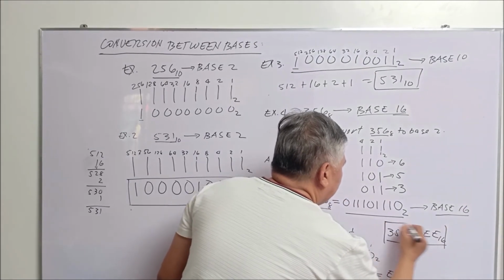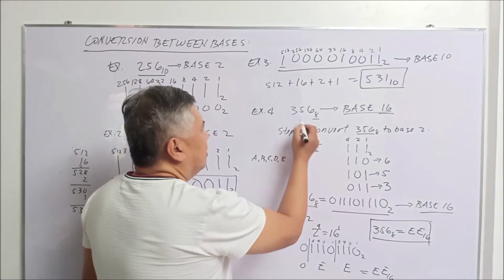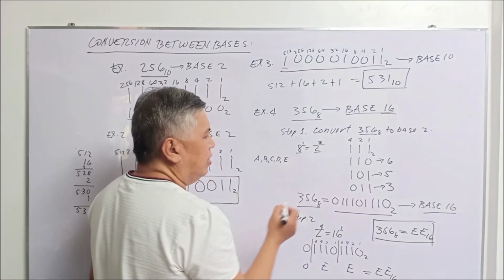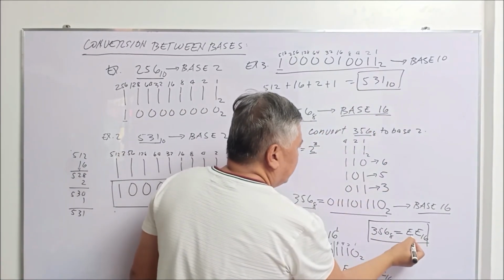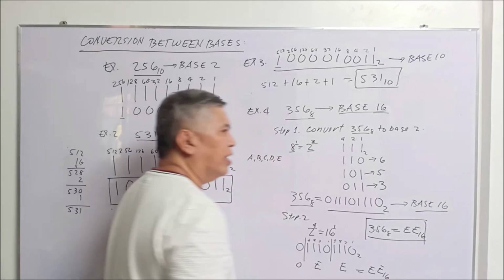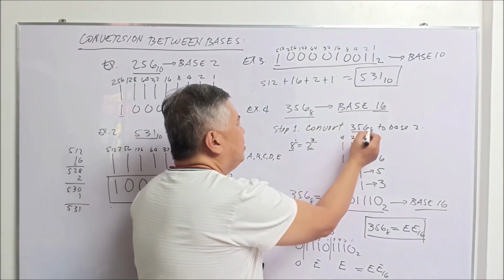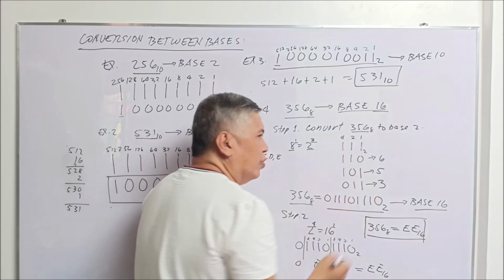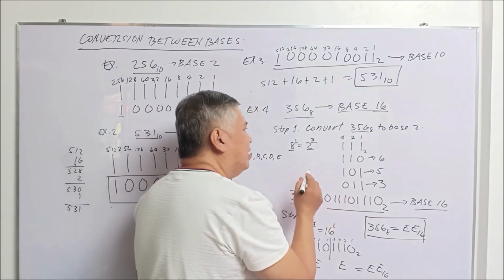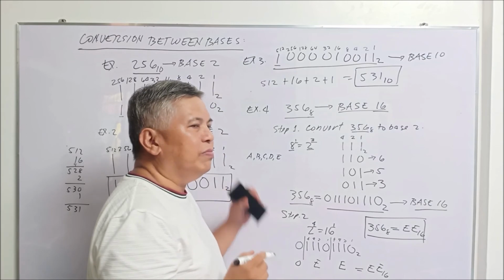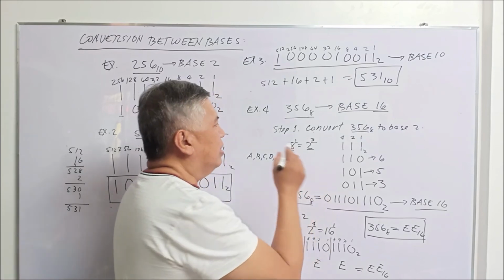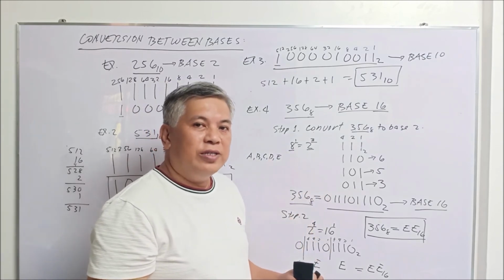So we have already converted 356 into base 16, which is EE16. Again, how do we do that? The first step is to convert 356 of base 8 to base 2. Why? Because, as I said earlier, base 2 is used as our reference number system in the short method of conversion.